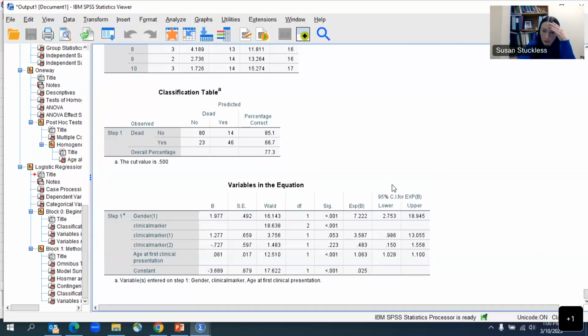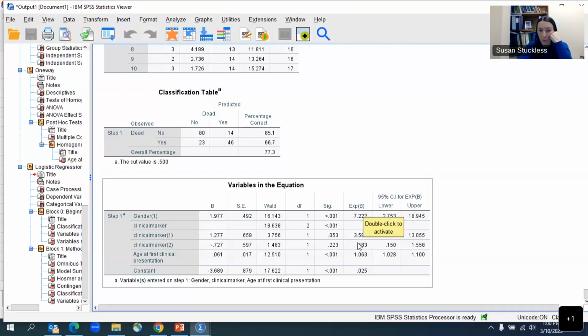And in logistic regression, this exponent b is considered to be an odds ratio. So if we look at gender, for instance, and remember we are comparing males to females, and it is looking at who died. If we come across the table, we have a significant result. Exponent b is 7.22. And what you would report would be that the odds of dying is 7.2 times greater for males compared to females, because that's the way we had it set up. It's males to females.